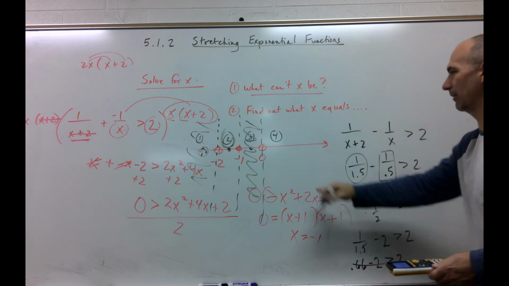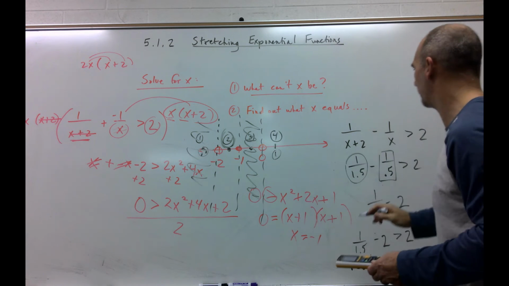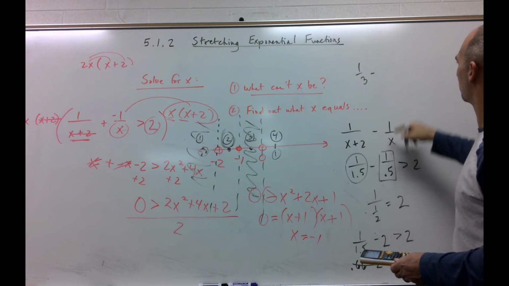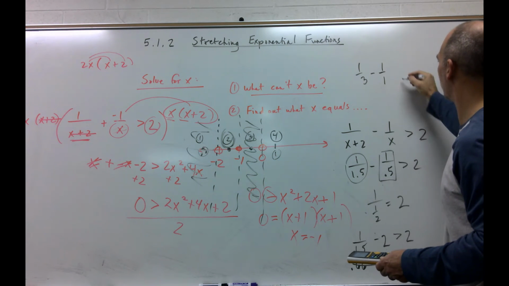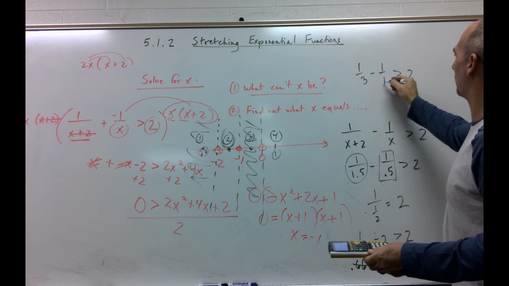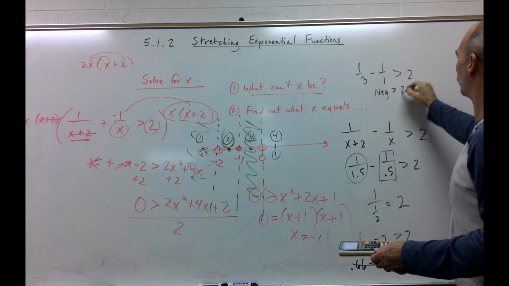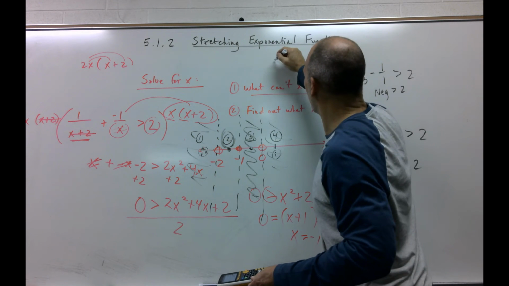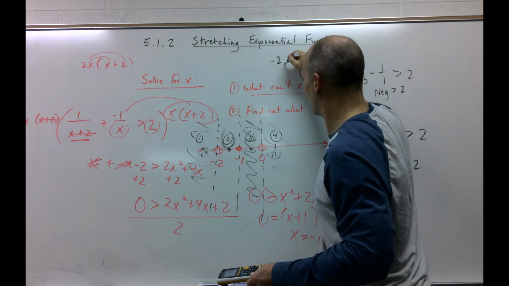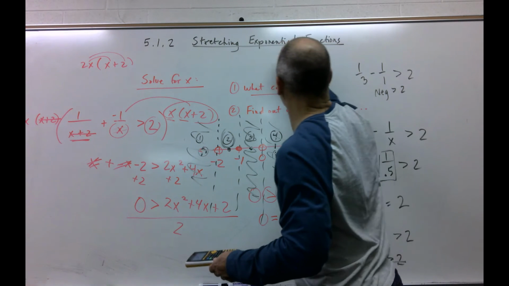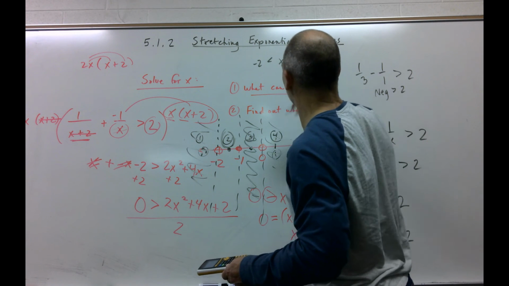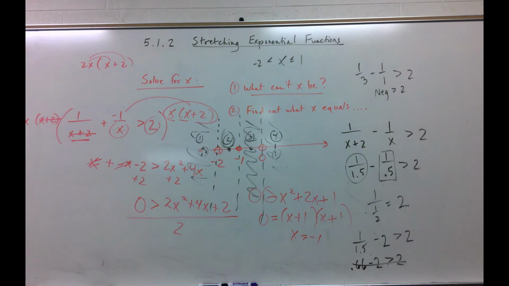So let's investigate space 4 by just plugging in a nice easy 1. Well, 1 plus 2 is 3, so I get 1/3 minus 1 over 1 is greater than 2. Well, 1/3 minus 1 is going to be a negative greater than 2. Like, nope. So the only space that works is between -2 and 1. So that would be my answer. Well, I think the book will go x is greater than -2, less than or equal to 1. Okay? So that does it. Good luck on your homework.